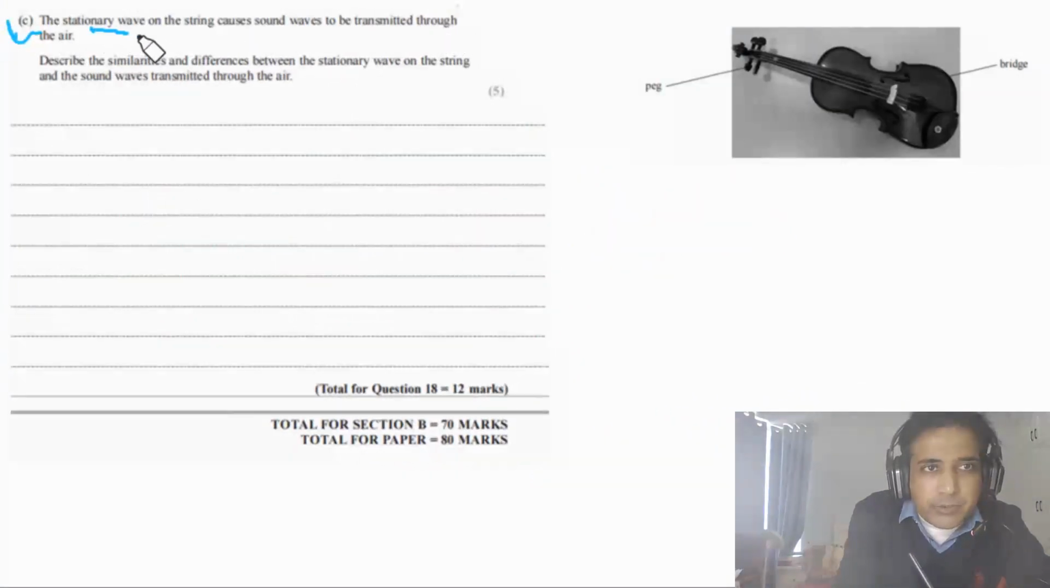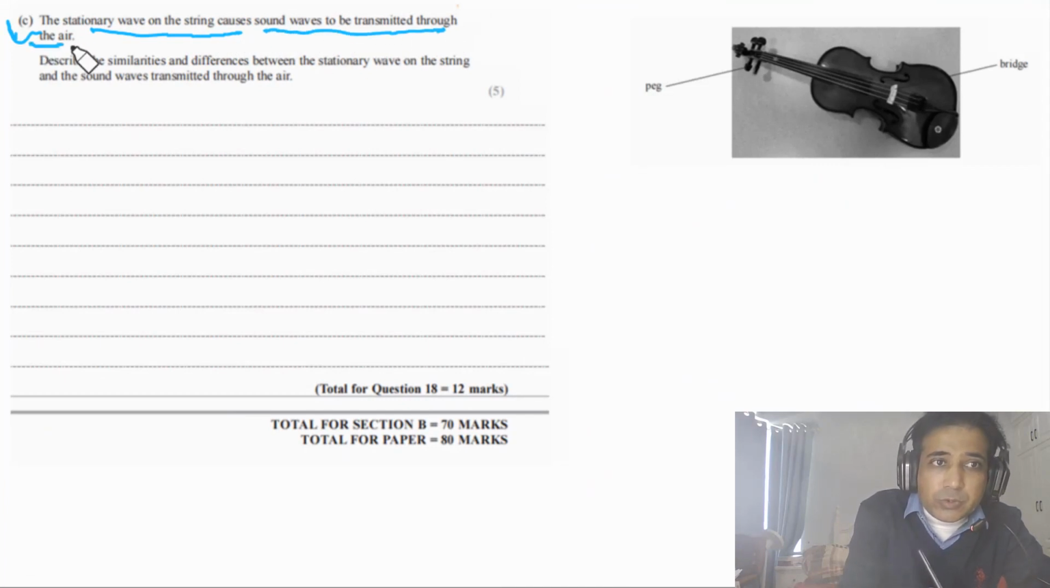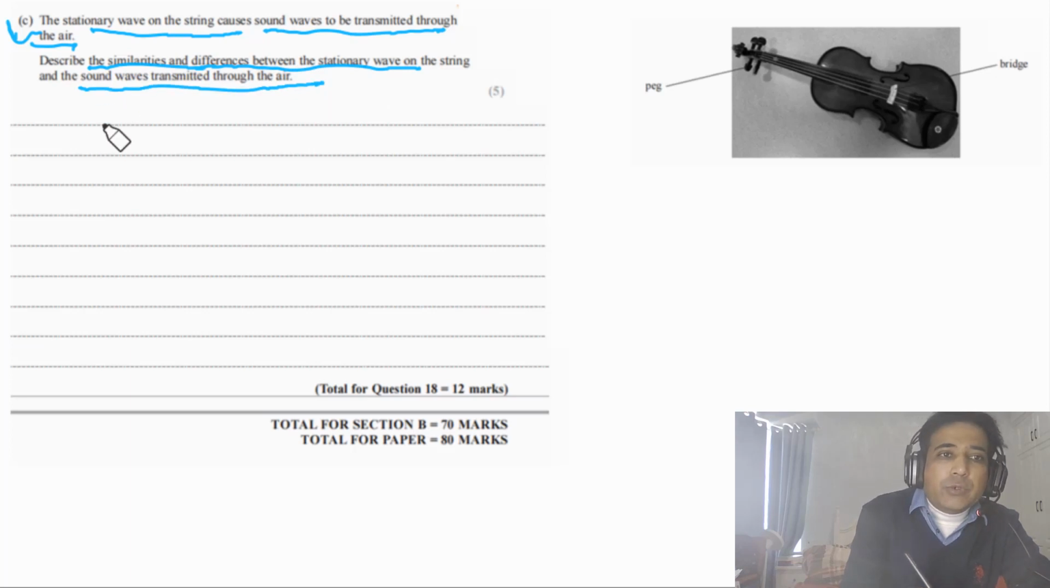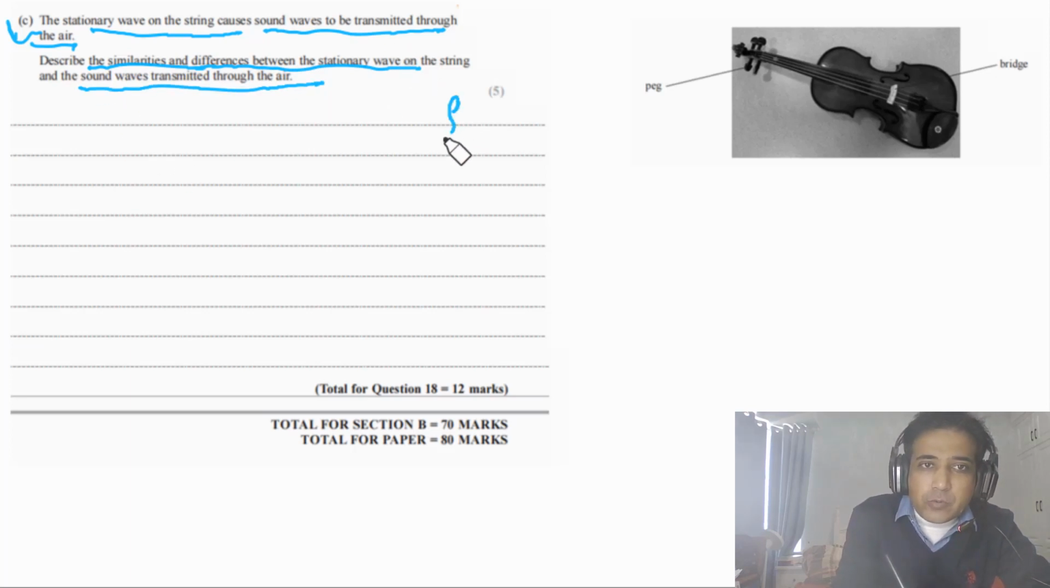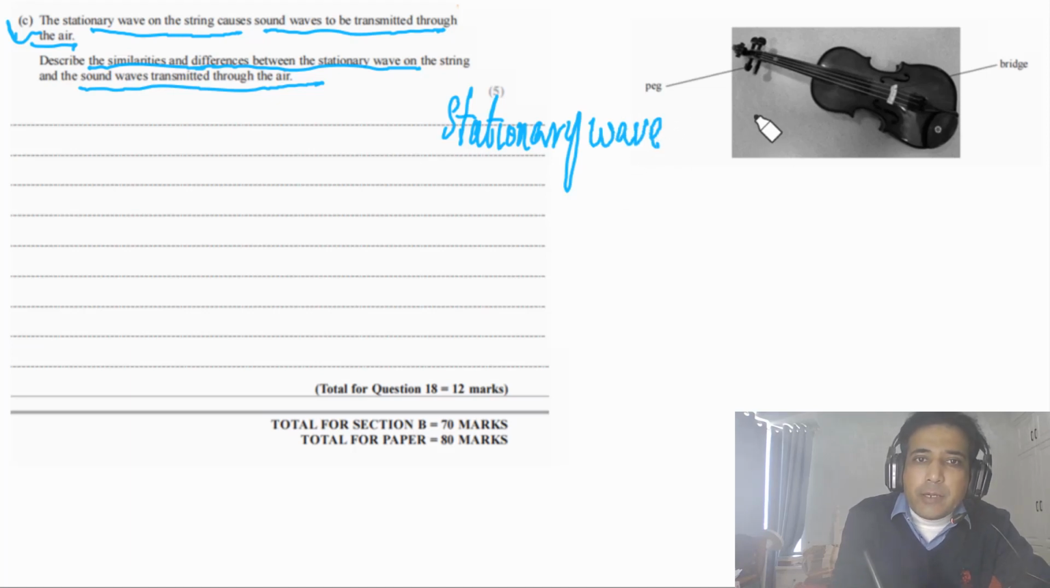Part C says the stationary wave on the string causes a sound wave to be transmitted through the air. Describe the similarities and differences between the stationary wave on the string and the sound wave transmitted through the air. So here we have two types of waves. First of all, we can write down the stationary wave on the string. Then here we have the sound wave.